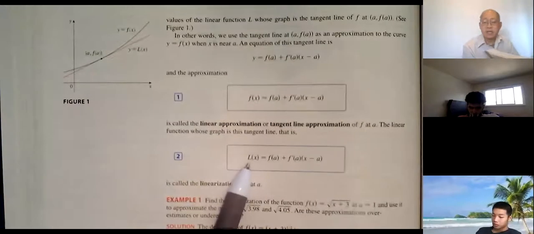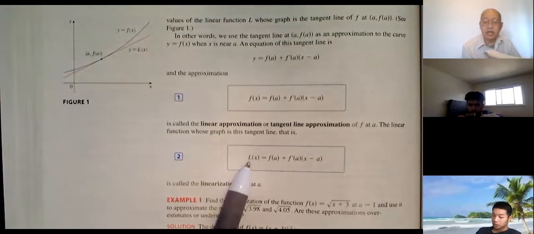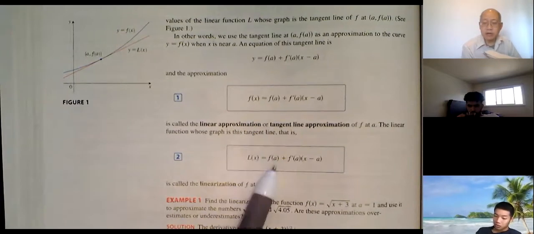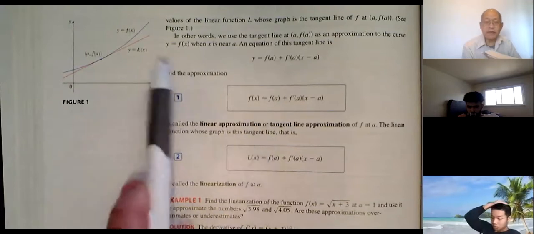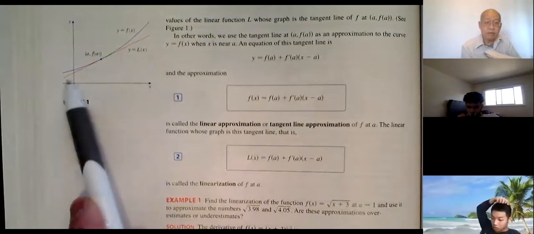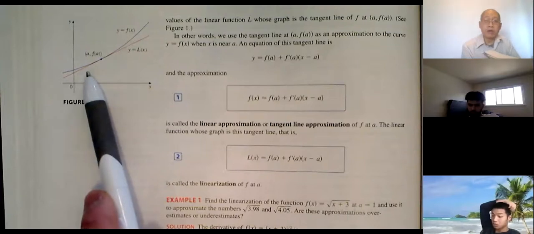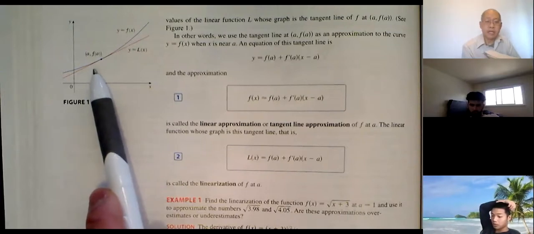L of x is simply the equation of the tangent line, but you write it as a function, which means make it look like y equals mx plus b. That's all. So you can either write this down or learn a new concept. But to me, you already know how to find the equation of the tangent line, right? Remember, I was having you do y minus y1 equals m times x minus x1.